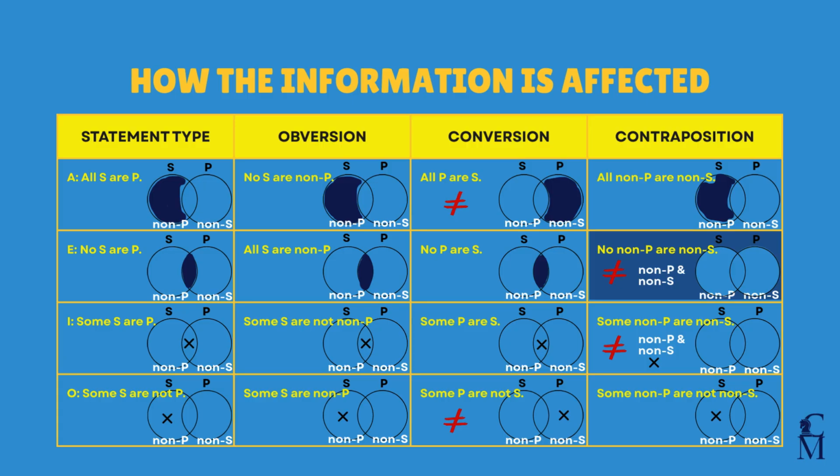Let's now look at how the information in a categorical statement is changed by the operations of obversion, conversion, and contraposition. This is a chart of all four types of standard form categorical statements, along with the resulting statement when obversion, conversion, or contraposition is applied to each type of statement. I also included a Venn diagram, which depicts the information that each statement provides.